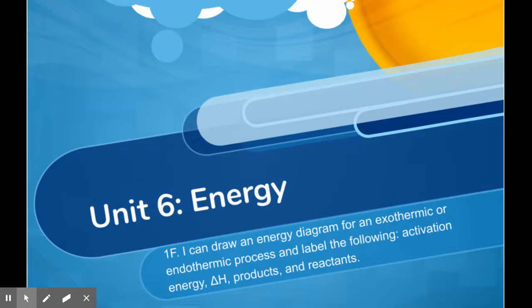Hello, this is Mrs. Decker, and this is Objective 1F, drawing potential energy diagrams for exothermic or endothermic processes and being able to label the following four things: activation energy, delta H, products, and reactants.